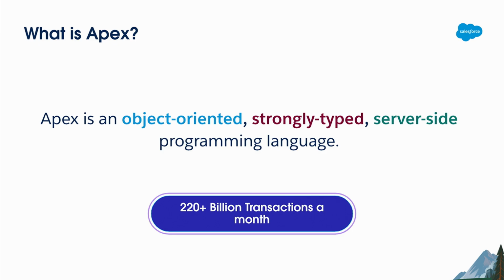And Apex is scalable. I'm sure you know Apex has been around since eons. So we've handled 220 plus billion transactions by now. So you really know we can scale.